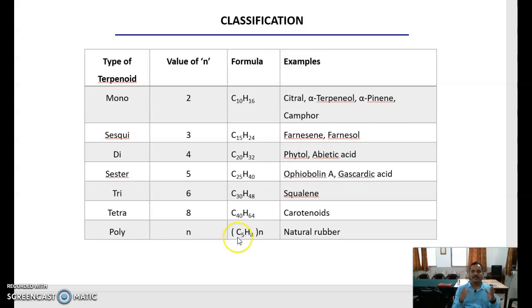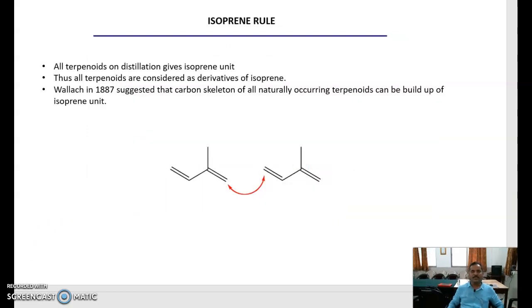So how is it classified? Depending upon the value of n, the terpenoids are classified. So you have to remember here the value of n. The general formula is (C5H8)n. If you remember the value of n, then you can easily remember the classification. Another thing you have to remember is the examples, because these examples are common and they can be asked in the examinations. Now let's see further the isoprene rule.